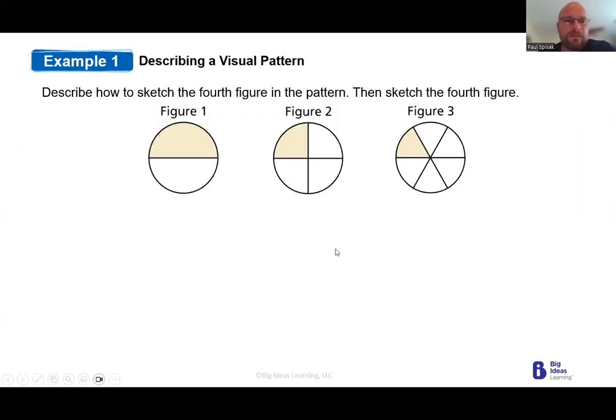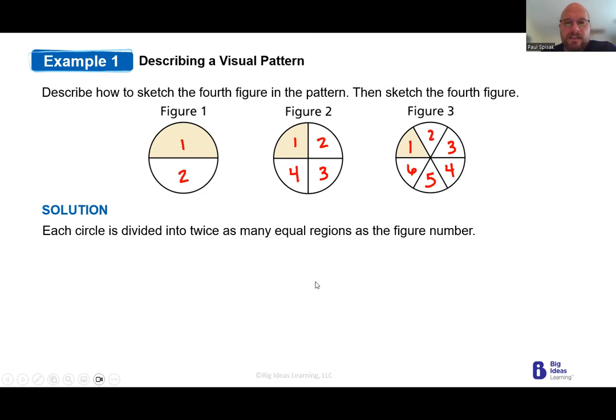So in the first example, describe how to sketch the fourth figure in the pattern, then sketch the fourth figure. Well, on here, we have three figures. So we have to look at what's happening in these figures. Well, first off, the first diagram has two actual spaces. The second one has 4 spaces. The third one has a total of 6 spaces. So what's actually happening? Well, if we look at each figure, so this is the first figure, this one had 2. The number of spaces the circle is divided into is twice the number of the figure.